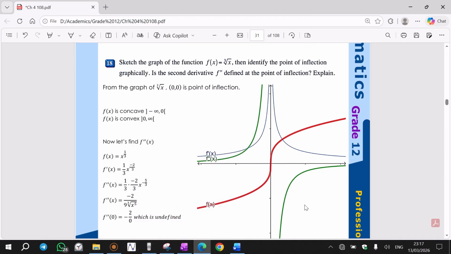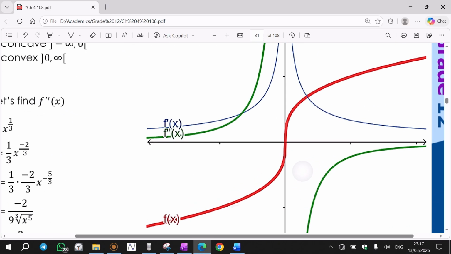Alright, this exercise is not solving. It is saying sketch the graph of a function f(x) equal to cubic root of x, that's x to the power of 1/3, which is this S shape, and then graph the first and second derivative. Okay, and here we have all three graphs.